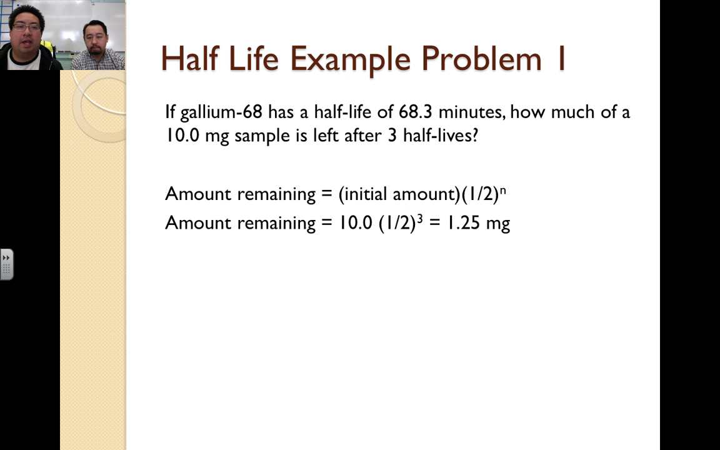So here's an example of a half-life problem. If gallium-68 has a half-life of 68.3 minutes, how much of a 10 milligram sample is left after 3 half-lives? So here we have our equation. The initial amount is going to be 10 milligrams. The number of half-lives will be 3. The 68.3 minutes happens to be extraneous information in this case. Then we just plug in and solve. 10 times 1/2 to the third gives us 1.25 milligrams left over.